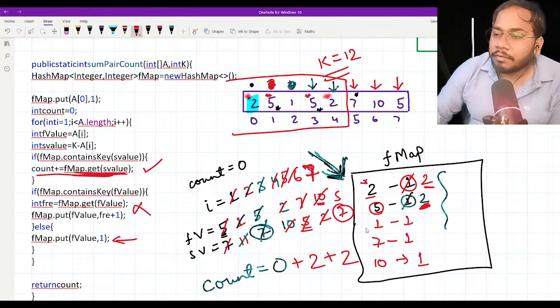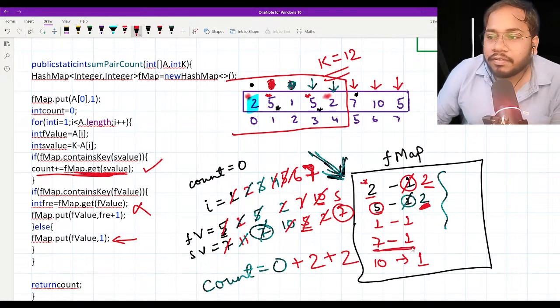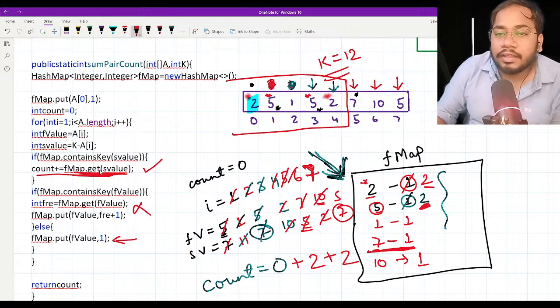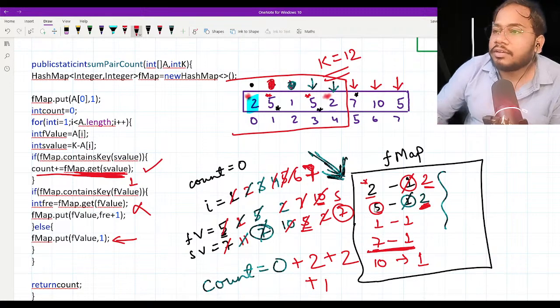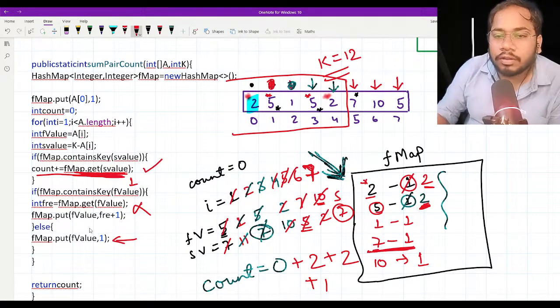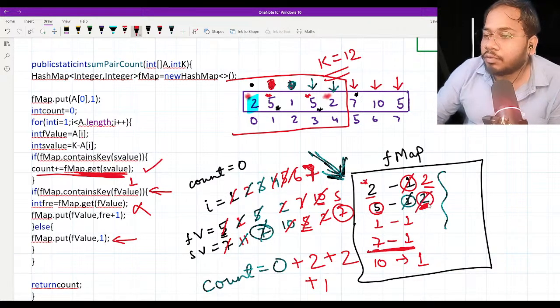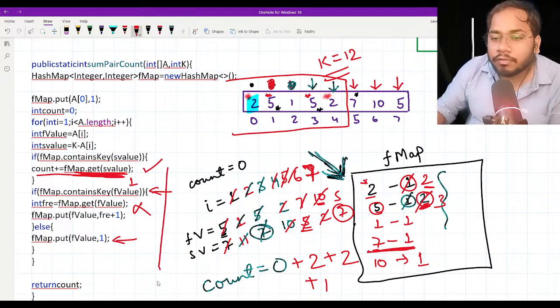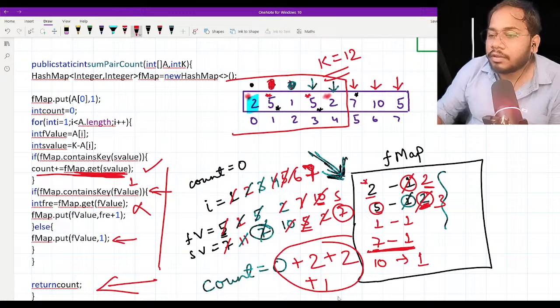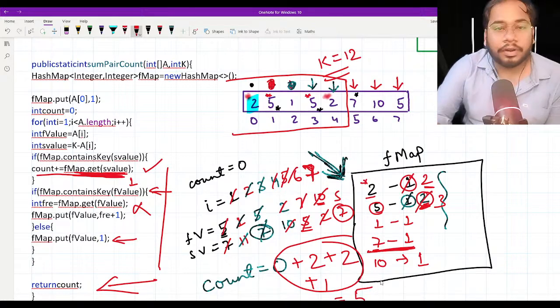We will check, is 7 present? Yes, that is present. So again, see, this time this frequency is 1. So it will be incremented by 1 only. Okay, done. So here, put that 5 with incremented frequency, since it is already present. The frequency was 2, it will be 3, and we will come out of this. We will come here, and then we will return count, and the count value is 5. We will return that. Done.